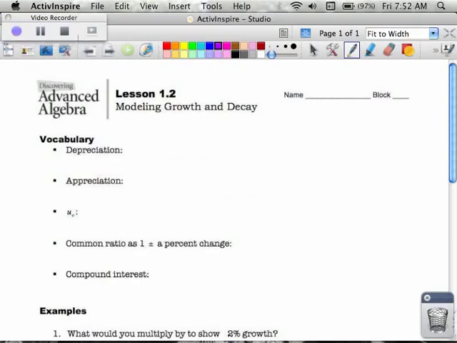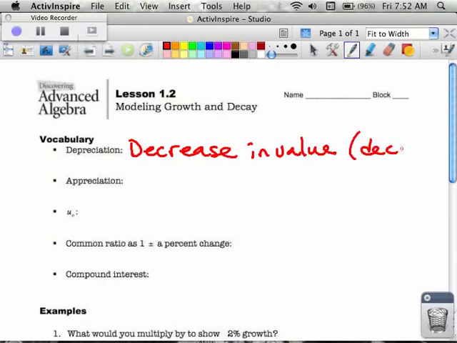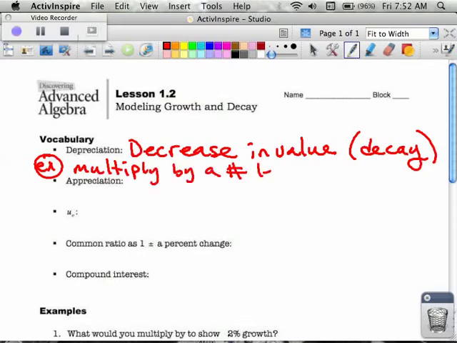Okay, so first, the word depreciation itself means a decrease in value, in case you didn't write that down already. Sometimes they use the word decay. So when you get to pre-calculus, they'll talk about something called exponential decay. And an example is when you multiply by a number less than 1.